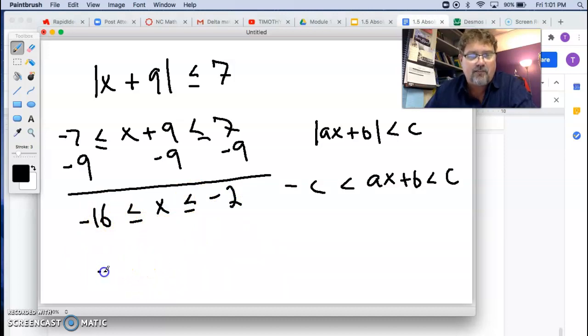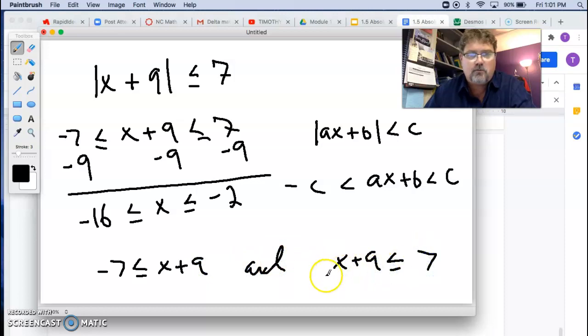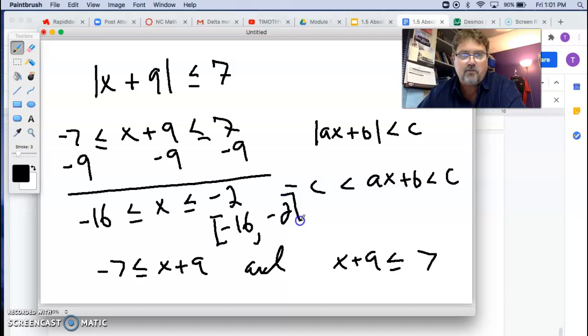You can solve it like this. All right, that's the same thing as that. It's just a more compact way to write it. This is an intersection, so it's an and. But I think you'll like this better. All right, so remember the solution set's negative 16 to negative 2, right? And if we did interval notation here, it would be just the brackets, negative 16 to negative 2, just like that.